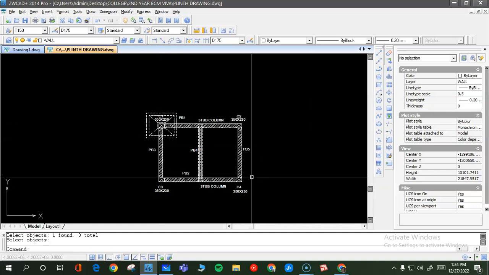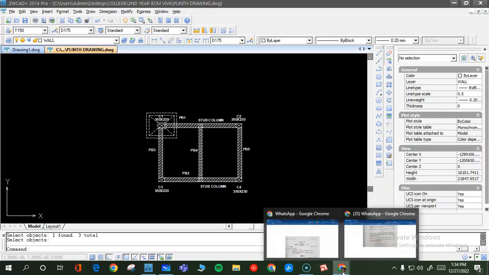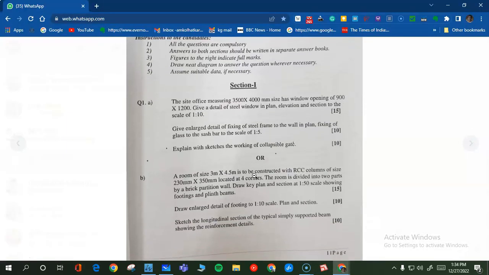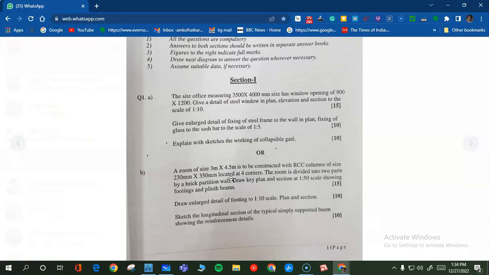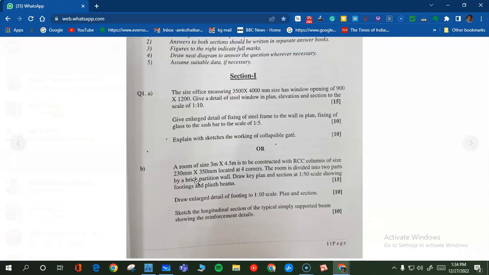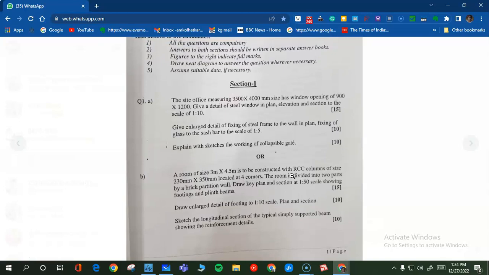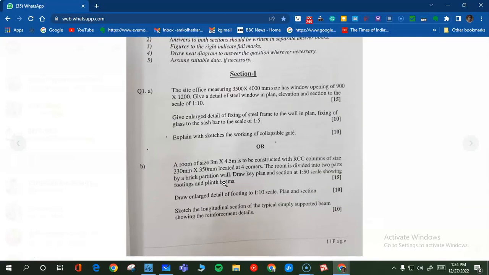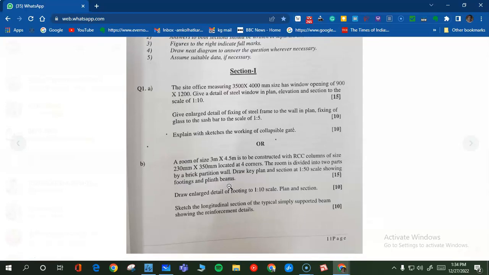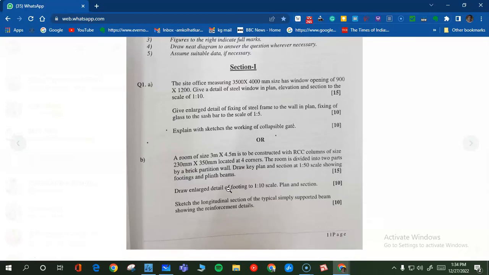So this is the first part of your question paper, the first part which we saw. That is what they have asked you: a room of size 3 meter by 4.5 meters to be constructed with RCC columns of size 230 by 350 located at 4 corners. The room is divided into 2 parts by a brick partition wall. Draw key plan and section at 1:50 scale showing footing and plinth beams. So this is what they are expecting.